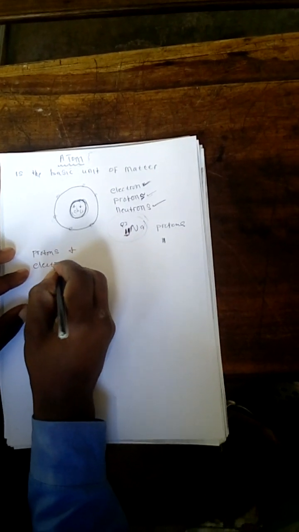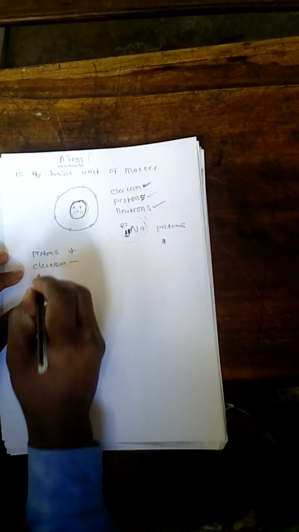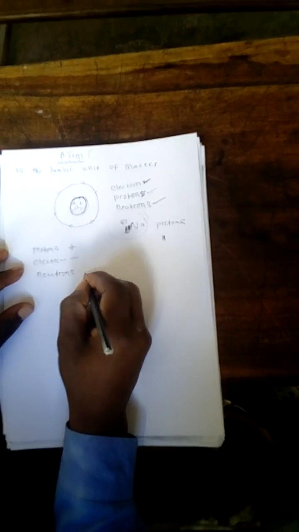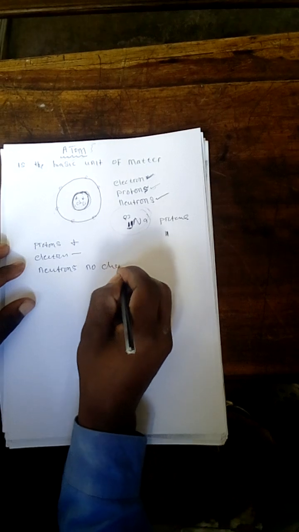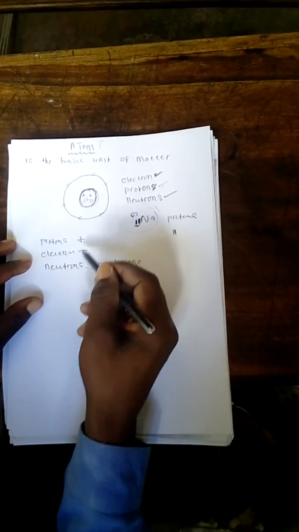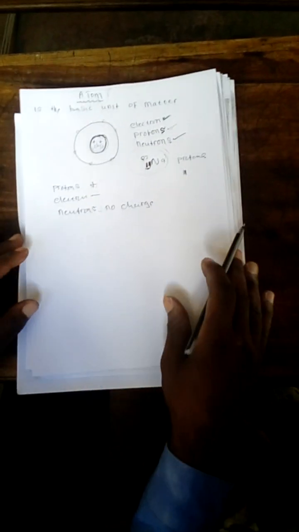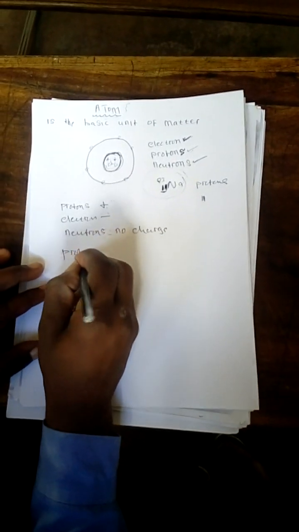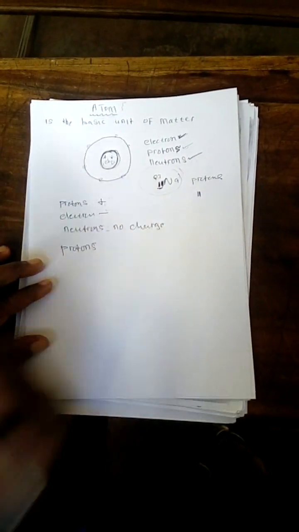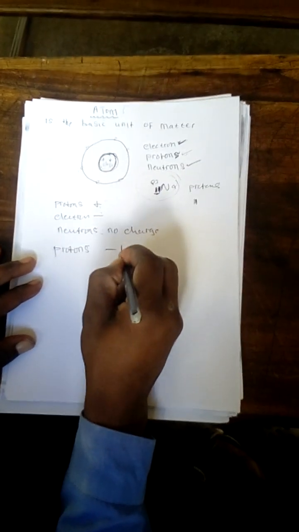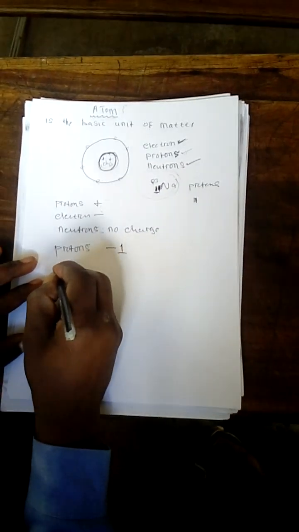Electrons are negatively charged. And neutrons have no charge. Have no what? Have no charge. Apart from knowing the charges and where they are found, we need to know their masses. So what is their mass? When we say protons, they have a mass of 1.